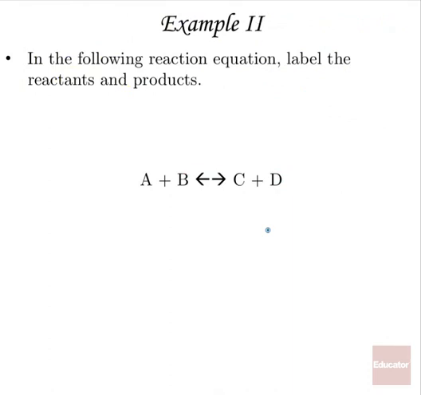So, as an example of these, I want to show a very cool aspect of chemical reactions. So, in the following reaction equation, label the reactants and the products. Okay? So, as we talked about before, I'll work this through with you. A plus B going to C plus D, right? You're starting with this, so these are going to be your reactants. And you're ending with C and D, so that's going to be your products.